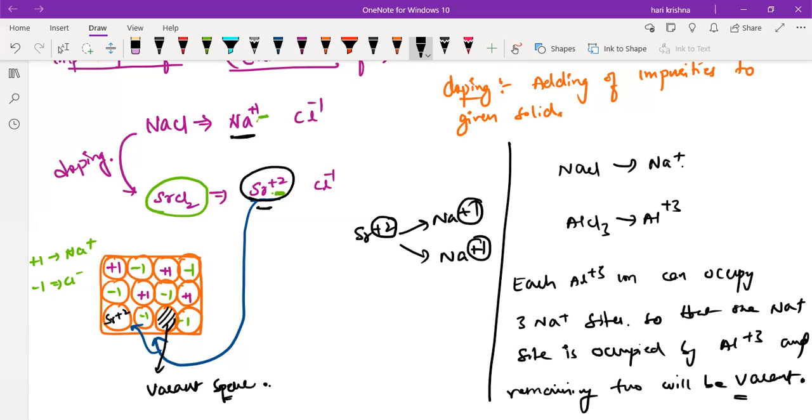Understanding? Clear now? So this is called an impurity defect. Okay. So these are the different defects in the solids.